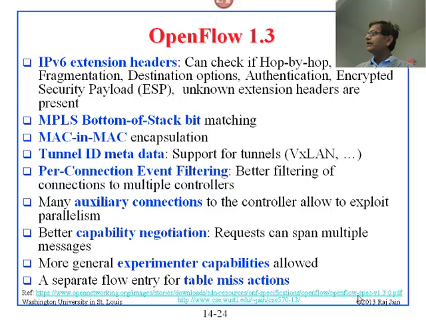A separate flow entry for table miss actions. So we talked about what happens when you miss a table. It was left open as to what you do. Now it is not left open. In 1.3, the last entry tells you that if you miss all other entries, then you should do this. It may be sent to the controller, go to the next table, go to table 5, throw it away, whatever. So there is a very clear instruction for table miss. In 1.1 it was not.